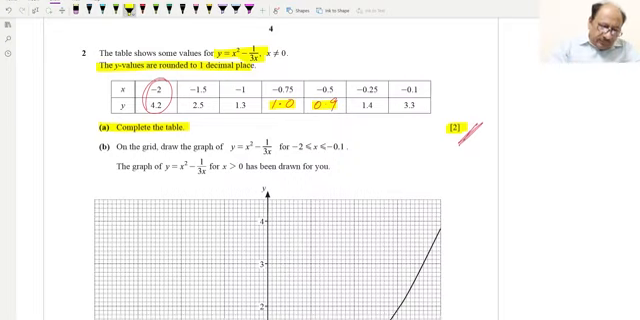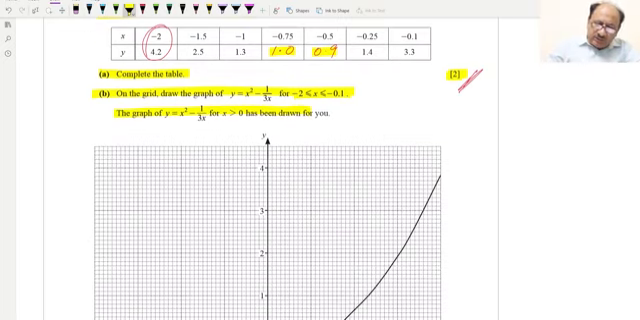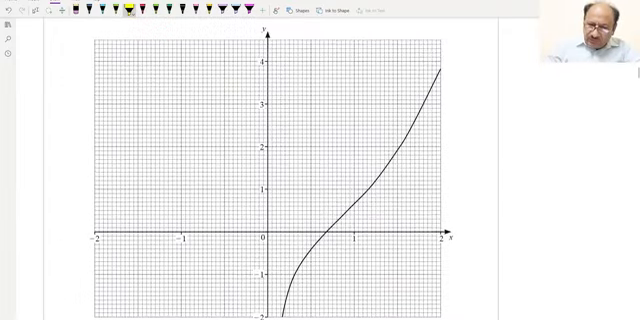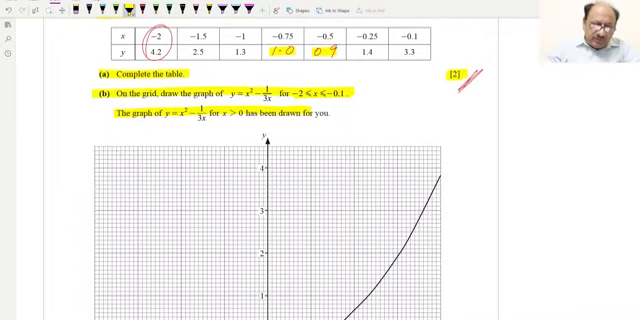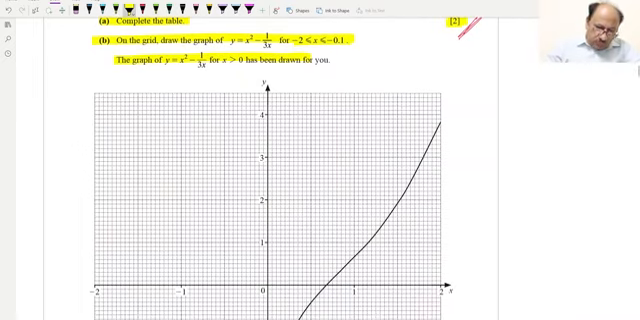Now B part says on the grid draw, from -2 to this one, the graph of x squared plus 1 over 3x for x greater than 0 has been drawn. So the positive side they have already drawn, which is this graph already there. We have to draw basically the negative side. So from the table of values we take -2 and 4.2. -2 is this one, and 4.2 will be this mark.